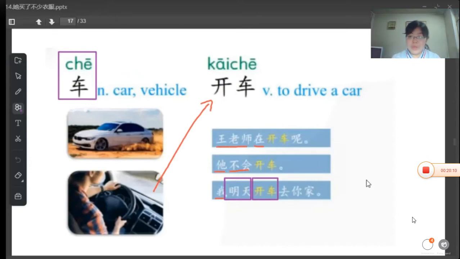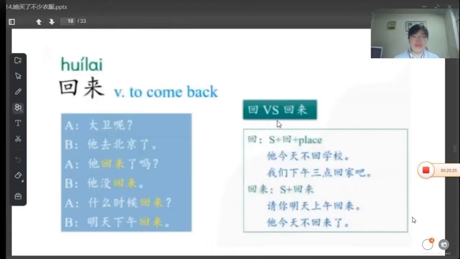我开车去你家. Next one, 回来, to come back. 回来 is a verb. It means to come back. Let's see the conversation. 大卫呢？ Everybody, can you remember three kinds of methods of 呢？ Here we can see this is a question, 大卫呢？ What's the meaning of 大卫呢？ 大卫 is David in Chinese.